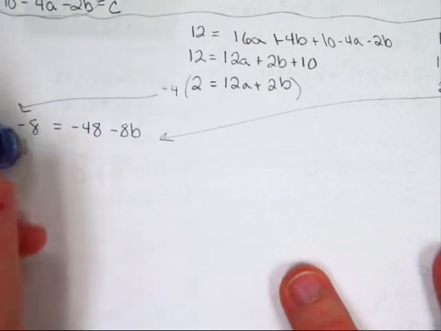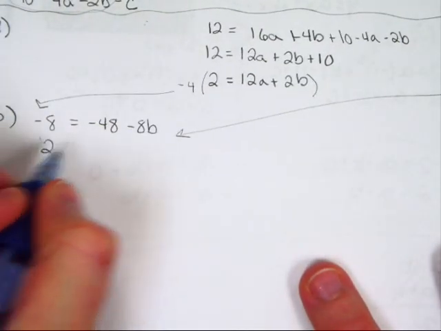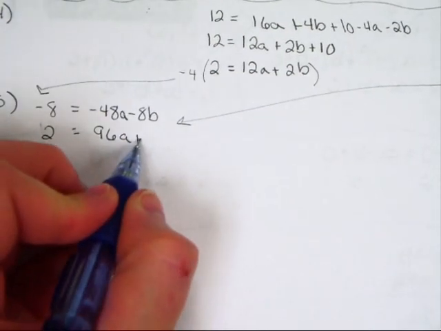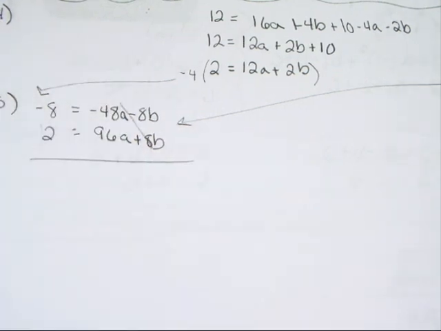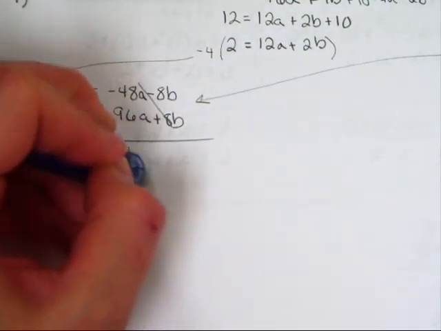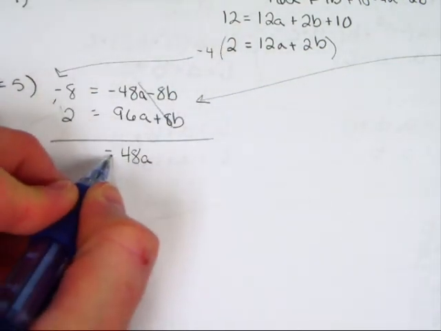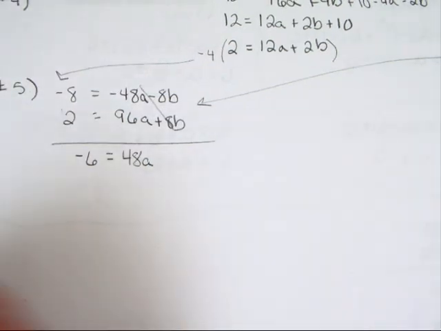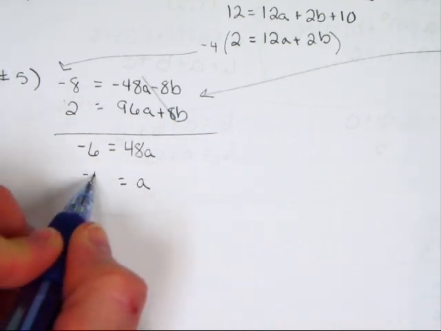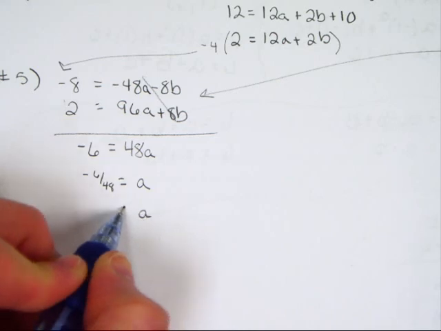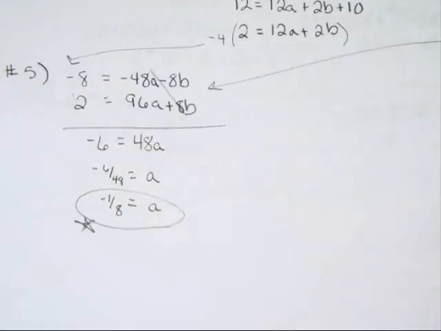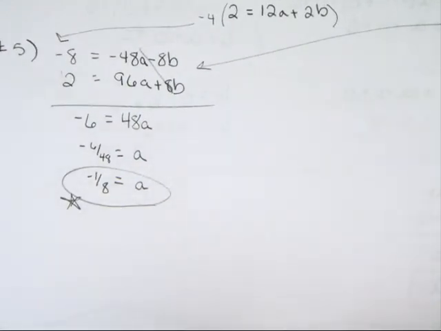2 equals 96a, I missed my a, plus 8b. Cancel them out. -48 and 96 makes 48a. -8 and 2 makes -6. When you divide, you should notice that a equals -6 over 48. And I'm hoping you all can reduce that to -1/8. Very difficult, very small number. Now that we're done with step 5, we're going to move to step 6.